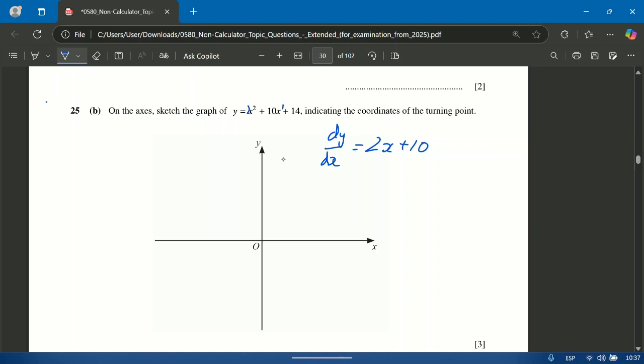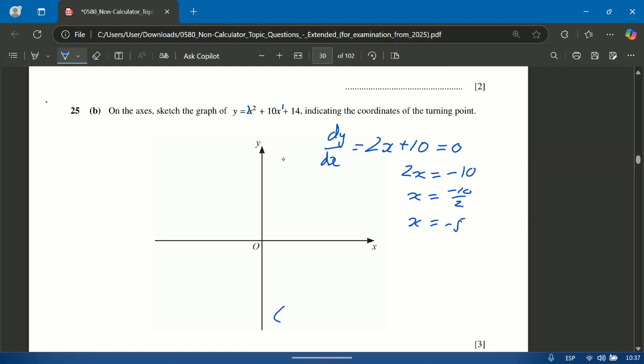Now we can find the gradient of any point on that graph. But we want to know where the gradient is 0, because that is the turning point. So we set it equal to 0, and then we just need to solve this. Move the 10 across, which gives us minus 10. Divide by 2, minus 5. So we know the turning point is going to be at x equals minus 5. Now we just need to find the y coordinate.